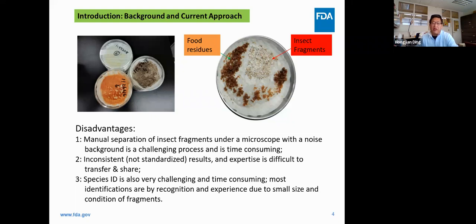Then species ID will also be very challenging. I think most graduate students, when you go into insect taxonomy, will notice some species are pretty easy, but some species you need to dissect and pay close attention. So that's also a challenge, especially when we only get part of the insect. So you don't have a whole specimen to examine. So that's a problem.